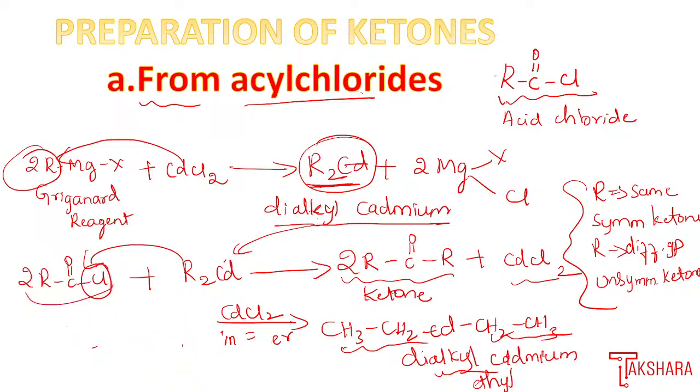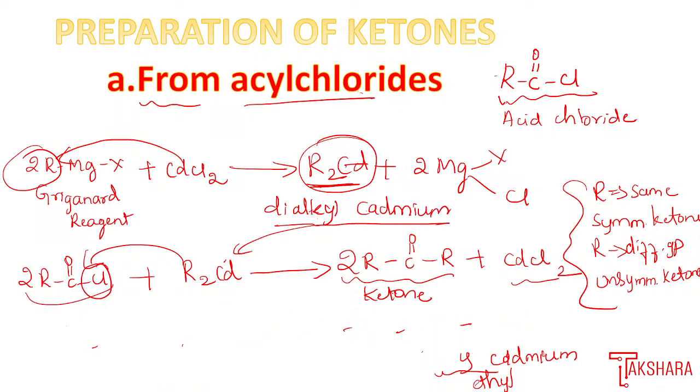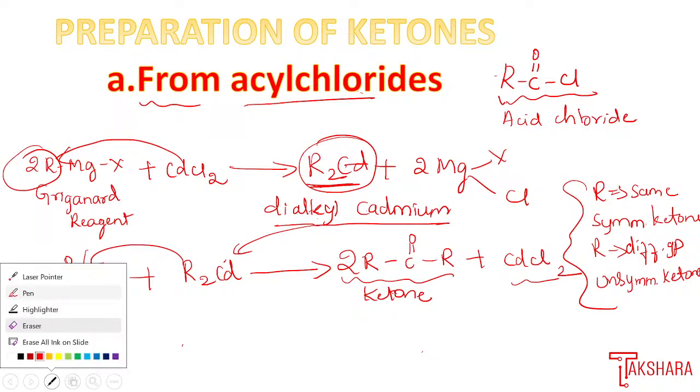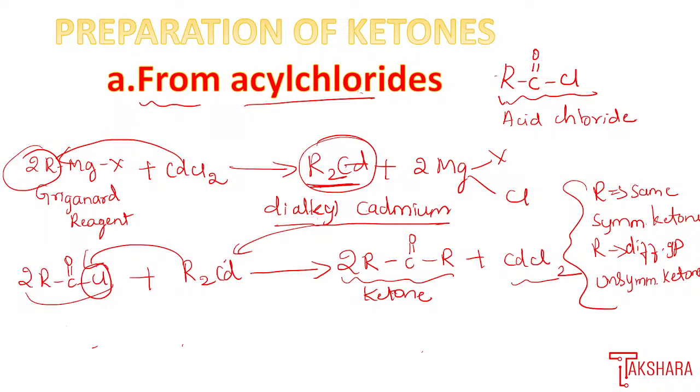Consider the same reaction for the aromatic reactions. If we consider aromatic reactions, what do we get here? So let us consider benzoyl chloride. If we add C double bond O Cl to benzene, we call it benzoyl chloride.